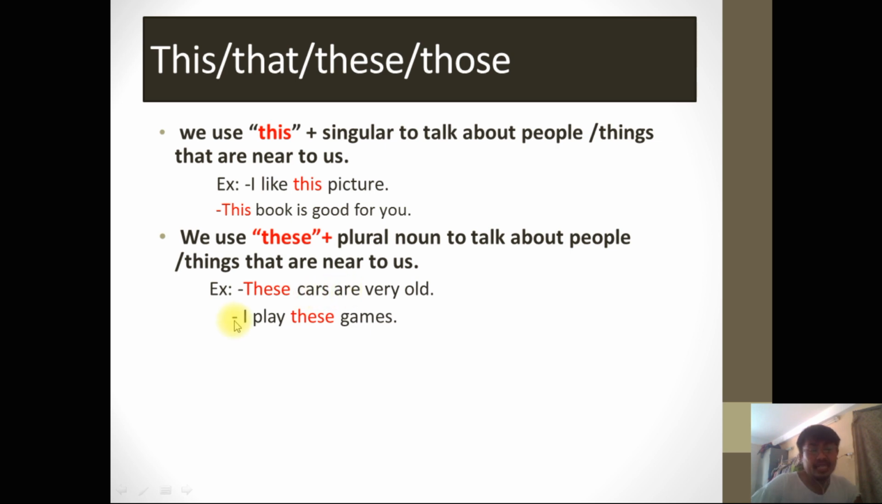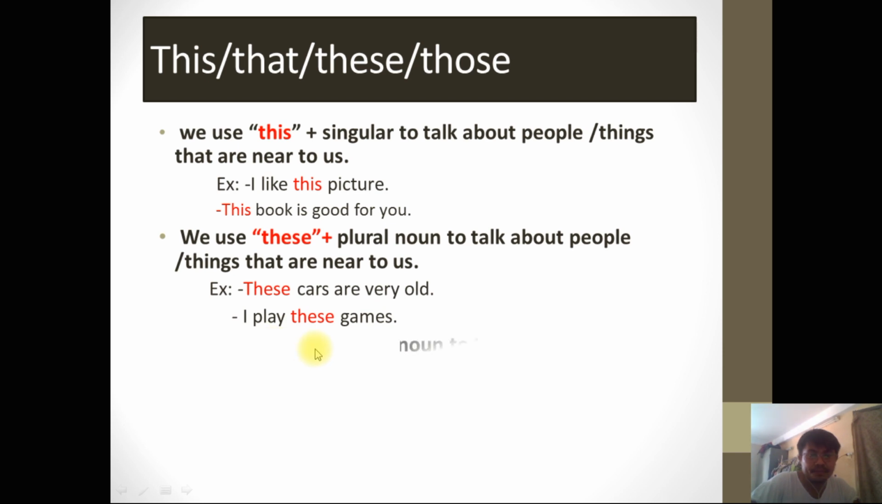Another one: I play these games. It's games with S. It means a plural noun, not only one game, but two or more than one game. And also these games are near to us.